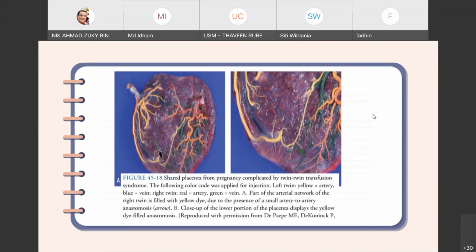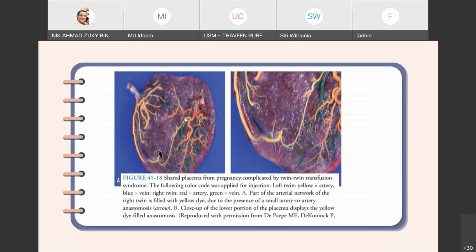So this is basically when they bring out the placenta in monochorionic twin-to-twin transfusion syndrome. You can see the colors they put in with the injection. The left twin has a yellow artery, while the right twin has a red artery. Then when they put in the injection, there's one place where they share the same anastomosis.